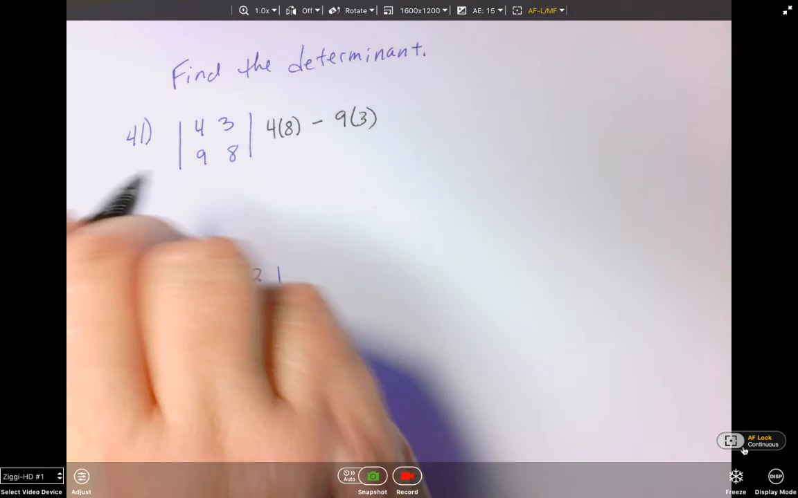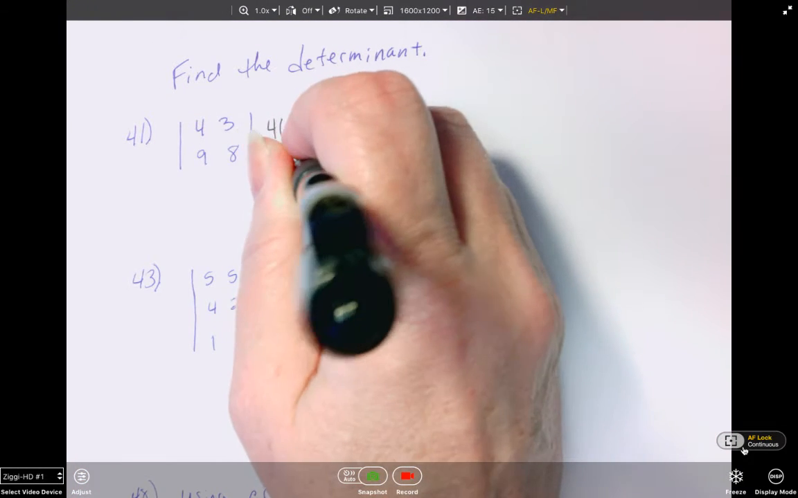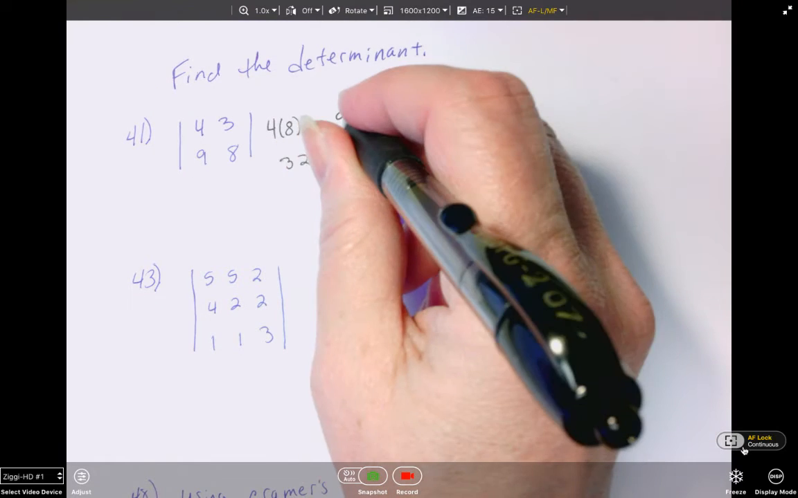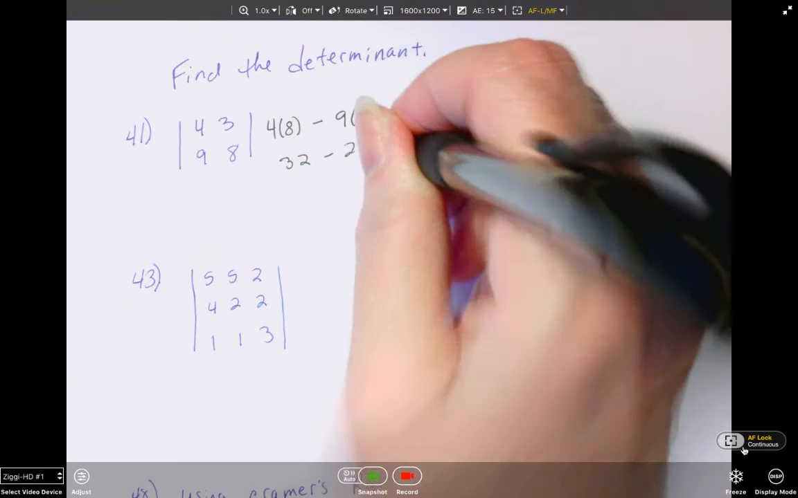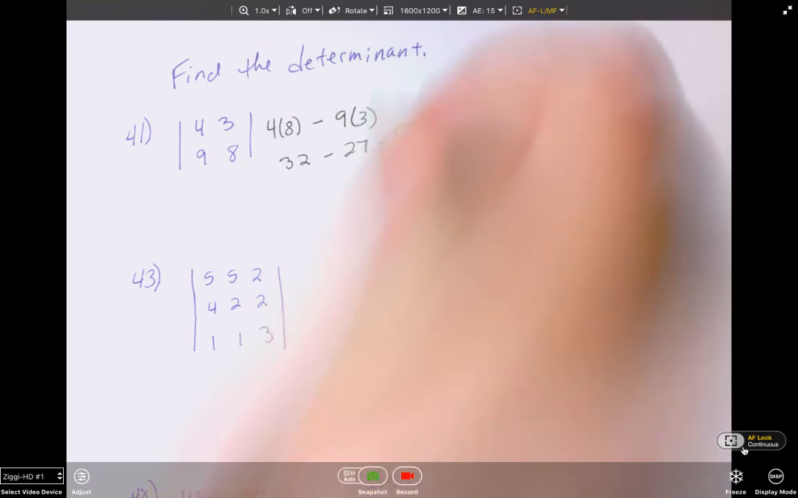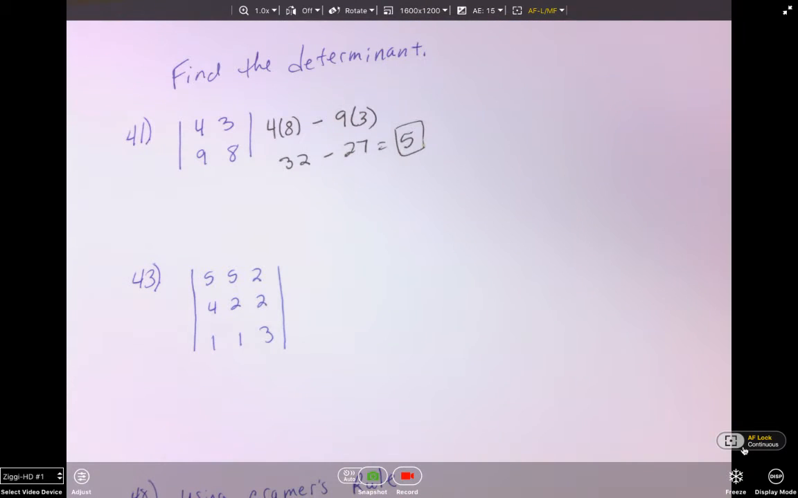So 4 times 8 will get us 32, minus 9 times 3 is 27, and that will get us 5. And that's your answer.